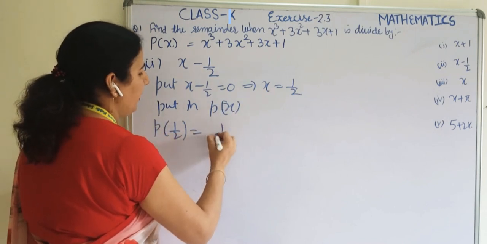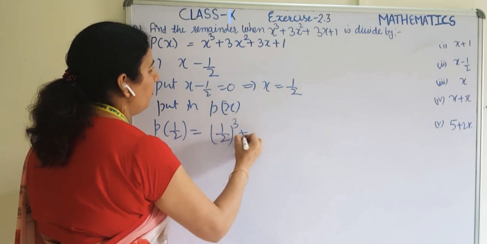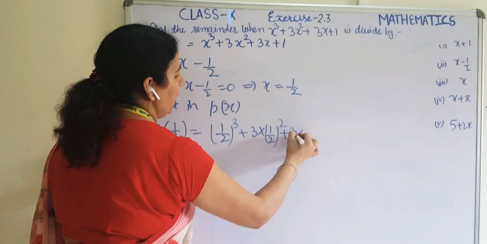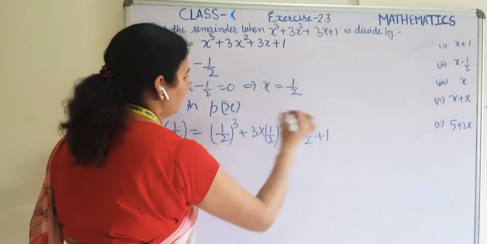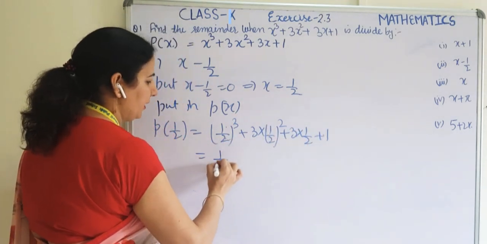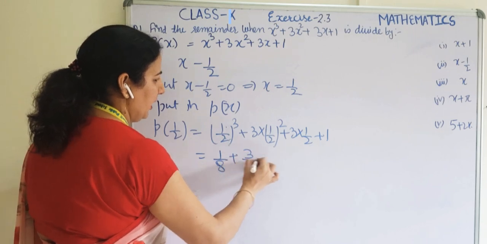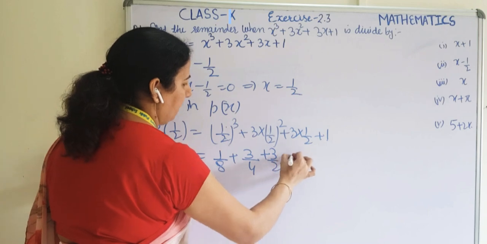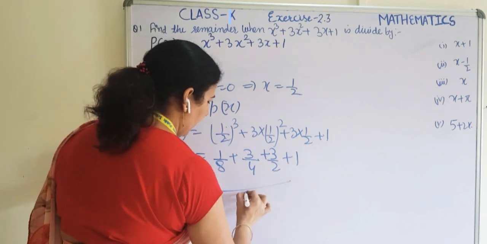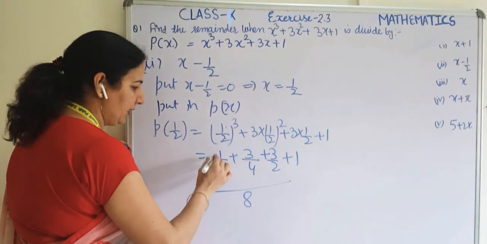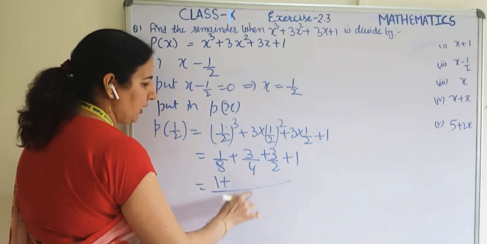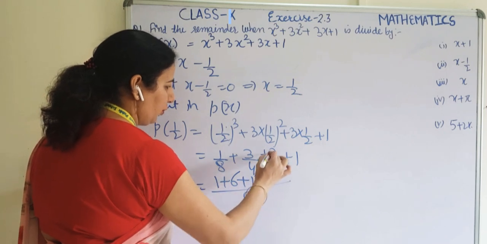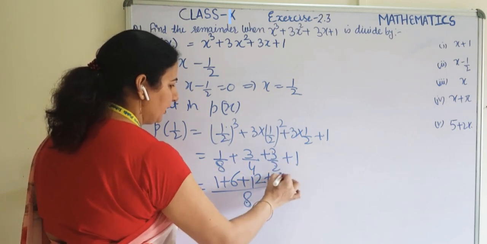p(1 by 2) will be 1 by 2 whole cube plus 3 into 1 by 2 whole square plus 3 into 1 by 2 plus 1. 1 by 2 whole cube is 1 upon 8. 3 into 1 is 3 upon 4. Plus 3 upon 2 plus 1. Take the LCM. LCM will be 8. 8 ones are 8, so 1. 4 twos are 8, then 6. 2 fours are 8, then it is 12, plus 8.